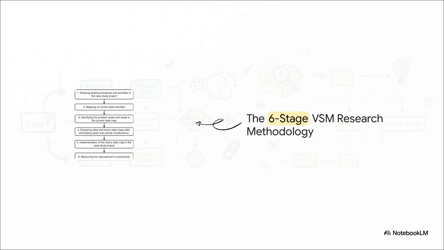Now take a look at this 6-stage VSM methodology. Notice how stage 2, mapping the current state activities, is the absolute linchpin of the whole shebang. You literally cannot identify problem areas in stage 3 or design a fancy future state in stage 4 without a ruthlessly objective map of what is happening right now. Trying to optimize a process without a meticulously grounded understanding of its current reality, it's kind of like trying to navigate a brand new city using a map from 100 years ago. It is a guaranteed recipe for getting lost.